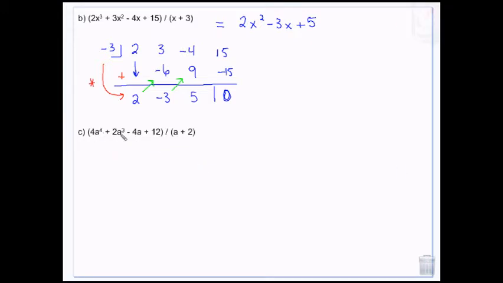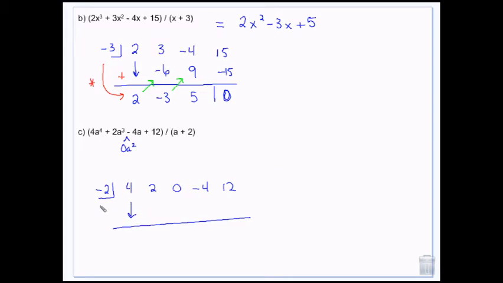Okay, 4, 3, oh, see how I'm missing a 2? Did you guys see that? So I need to insert a 0a squared, essentially, so that I have 4, 3, 2, 1, none. You have to have all of the spaces. So I go 4, 2, 0, negative 4, 12, so that I have all of the spaces taken. That's a positive 2, so I put a negative 2 in the box.